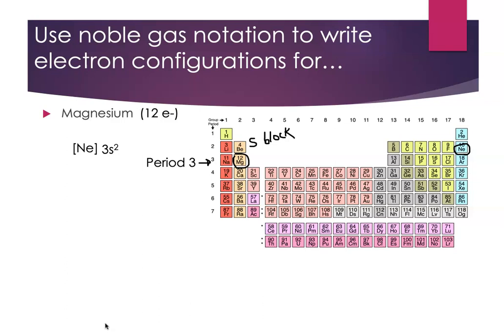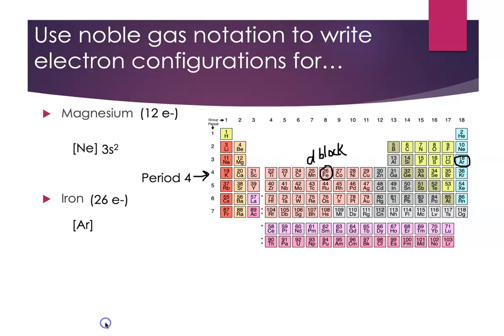If we wanted to write an electron configuration for iron, which has 26 electrons, we would use argon as the noble gas. You kind of go up one and over, all the way over to the end. So we could represent the first 18 electrons with argon, write that symbol in square brackets. What follows after that? Well, we're in period 4 in the D block, so it would be 4s2, 3d6.